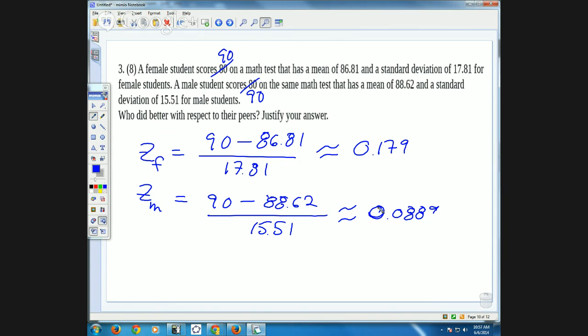Agreement? Okay. So I'm going to draw a number line again. I'm trying to figure out who did better compared to the peers. A z-score of 0 is there. And the female, let's say that's about 17.179. So that's female. And male is way over here. Who did better here? Female. She scored more above average, which is good. She's further to the right.